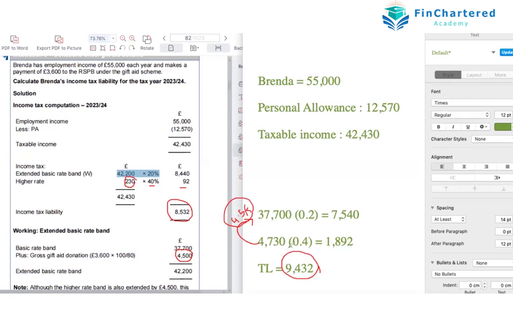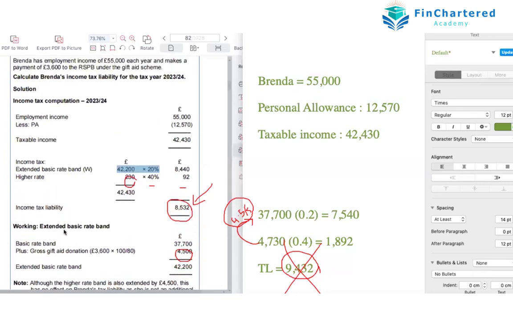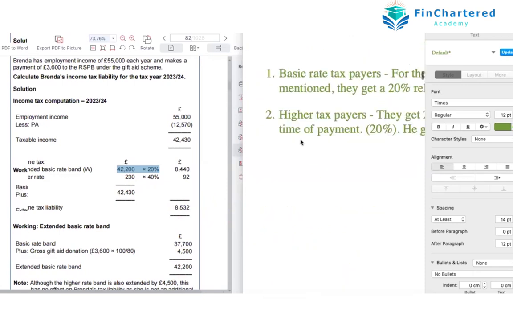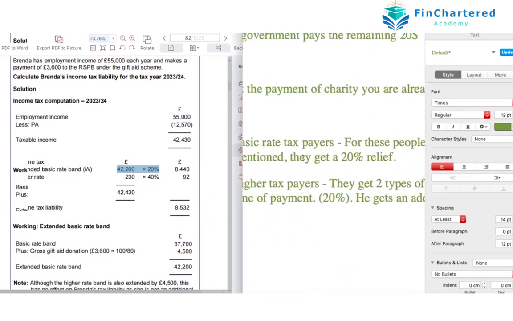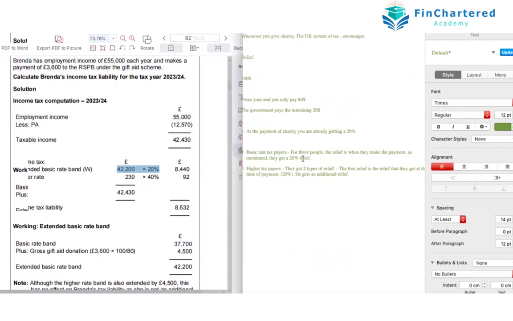See, you were supposed to pay 9,432, but you get a discount on that, and now you pay only 8,532. So Brenda gets a relief two times. This question of Brenda is clear to everybody. The first time Brenda gets a relief is when she makes the payment to the charity.